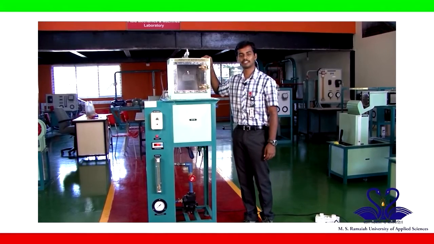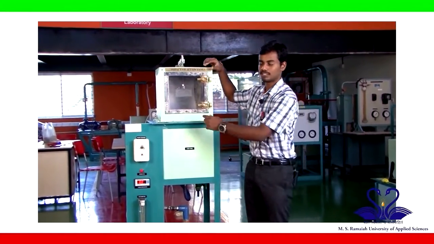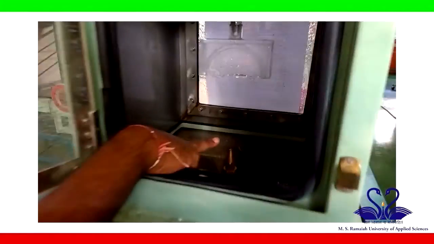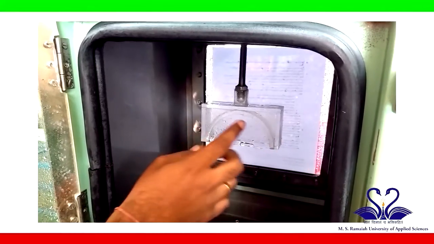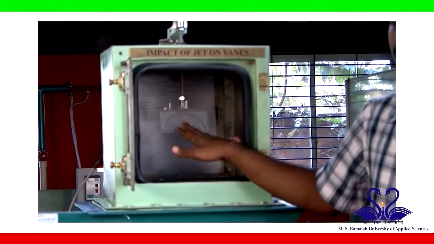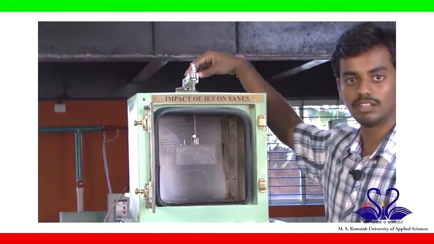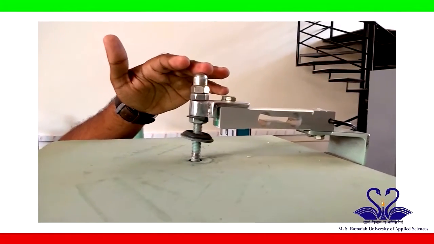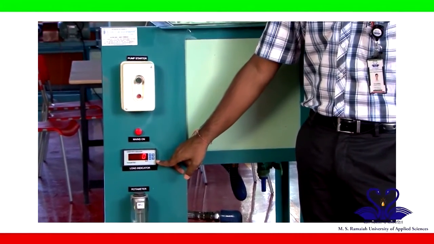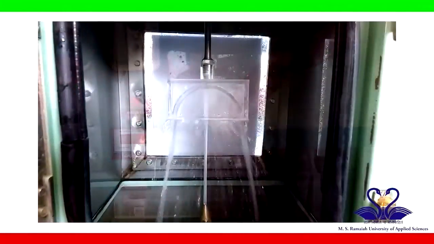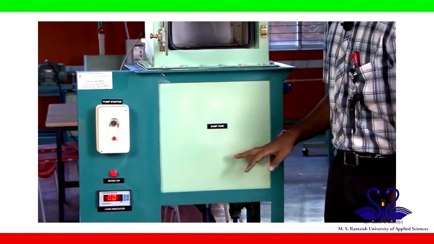This is the experimental setup to calculate the impact of jet on vanes. Now if you see inside, we have a nozzle from which a fluid of high velocity comes and impacts the stationary vane. This stationary vane is connected to a load cell shaft, which in turn is connected to a load cell which will give the value of the force of impact, and this value can be read on the digital scale over here. In order to create the high velocity of the fluid, what we have here is a sump tank to store the water.